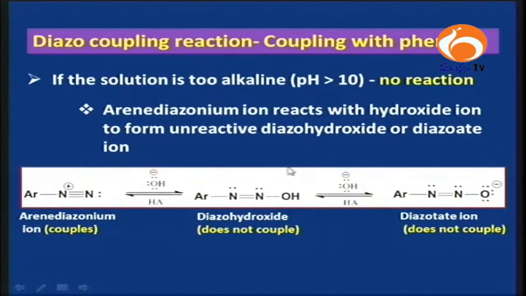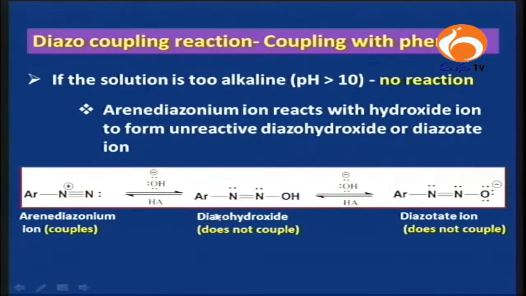Therefore, if the solution is more alkaline, if we take a strong base, then the reaction does not take place, because in the presence of strong base, the diazonium ion will change into diazo hydroxide, and it can also be changed to diazotate ion. Because of the conversion of the free arene diazonium ion into these two species, the diazonium ion will not be free. Therefore, it will not undergo any diazo coupling reaction with the phenols.